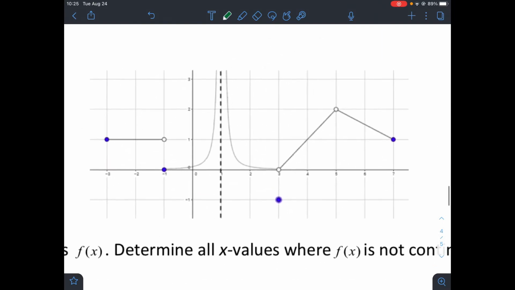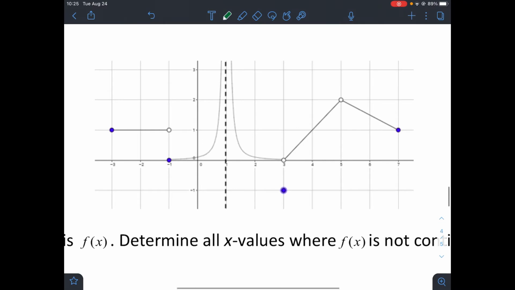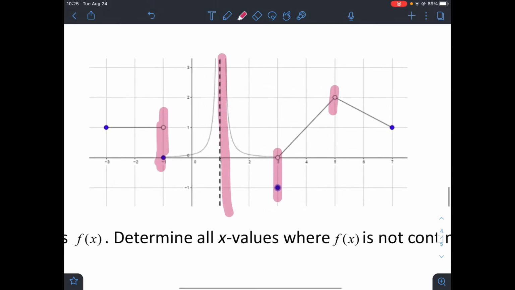So first let's take a look at all the places where the function is not continuous. We see one here, one here, one here, and one here. So there's 4 discontinuities in this graph. There's 4 breaks in the graph. Now we've got to figure out which are removable and which are not.